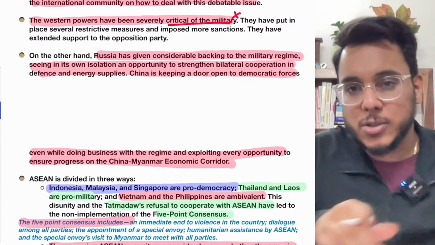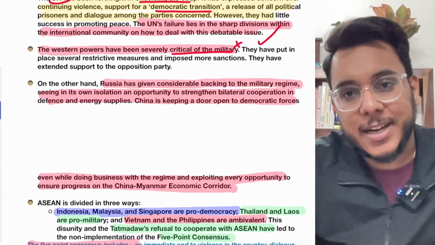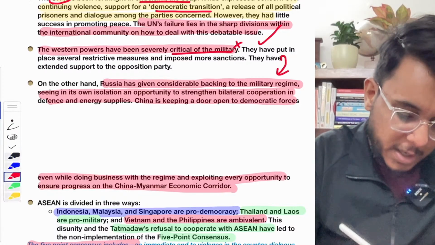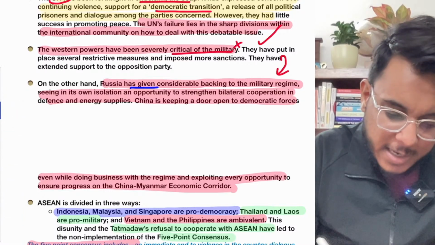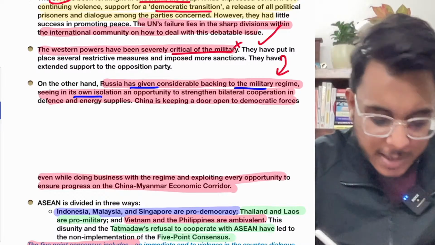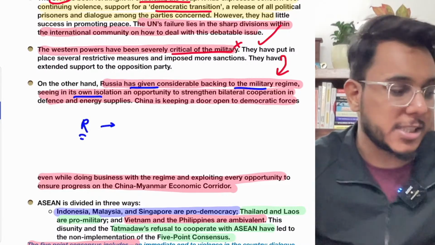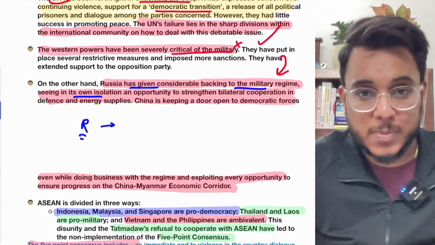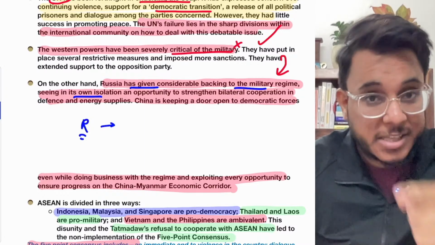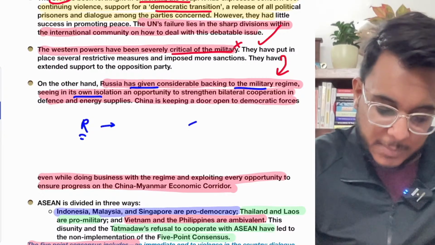But guys, here also we find that competing interests will come. So the West is criticizing the military and Russia is supporting the military, giving backing to the military regime. Now, why is Russia doing this? You know that Russia has been isolated from the West, and Russia needs the support of other countries. So as the military is being criticized by the West, Russia is supporting it so that Myanmar supports Russia. This is something going on.